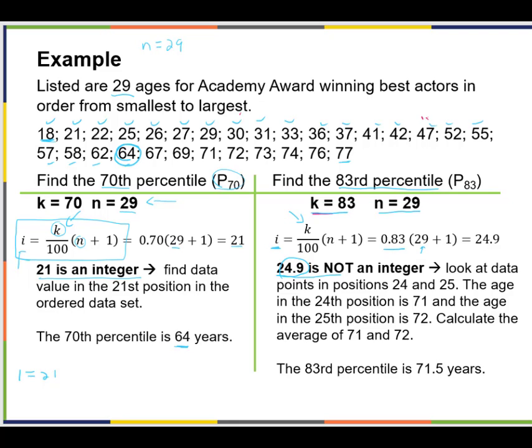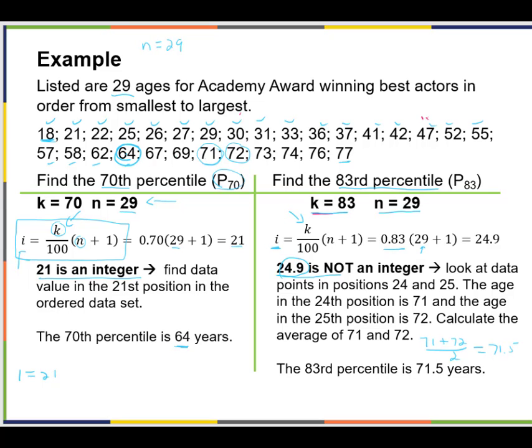This is 24.9. So if you think about, here's my data. We know this is the 21st, 22nd, 23rd, 24th. So this is my 24th data value. This is my 25th data value, and I calculate the average of that. So 71 plus 72 divided by 2, and I get 71.5.